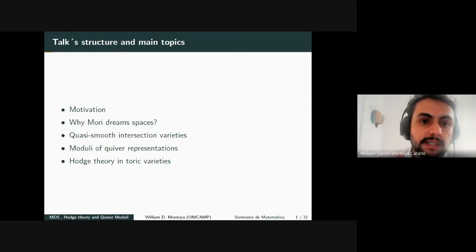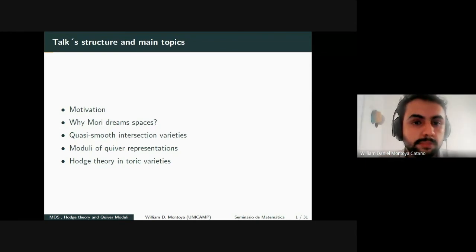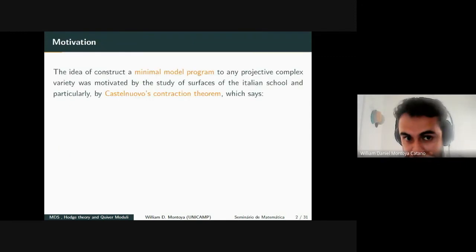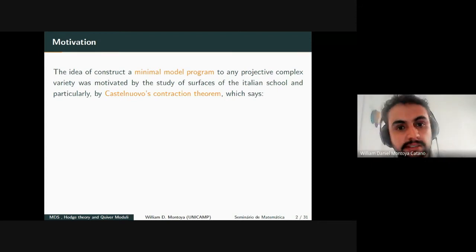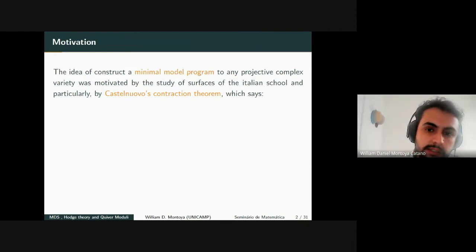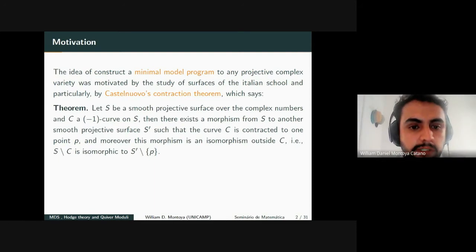Okay, so this is more or less the structure of the talk and the main topics. I will start with the motivation. The motivation, as usual in algebraic geometry, started with the Italian school, more precisely with Castelnuovo. He found a way to avoid some very particular curves. They appear very naturally in algebraic geometry.